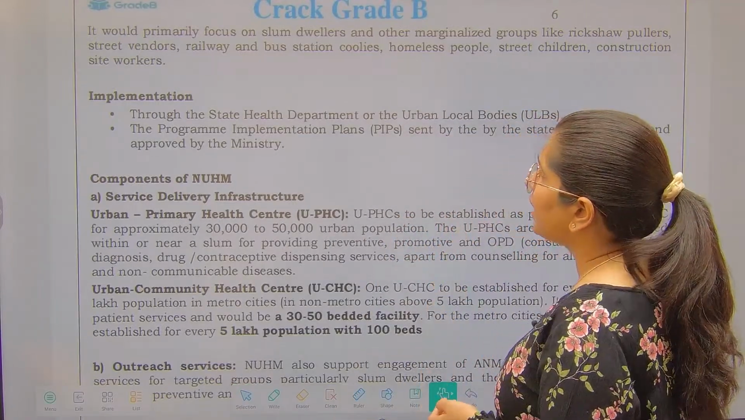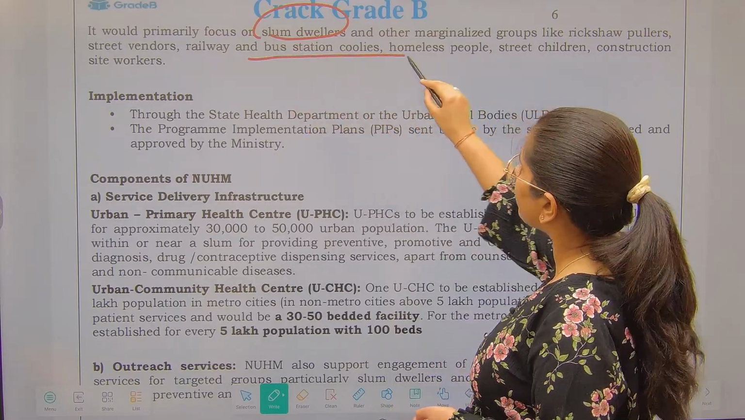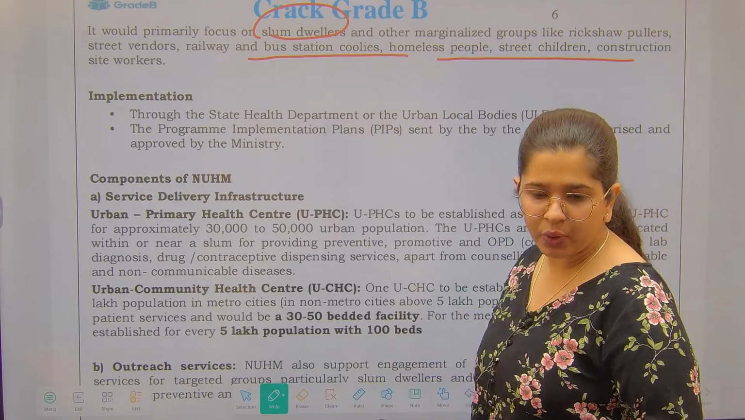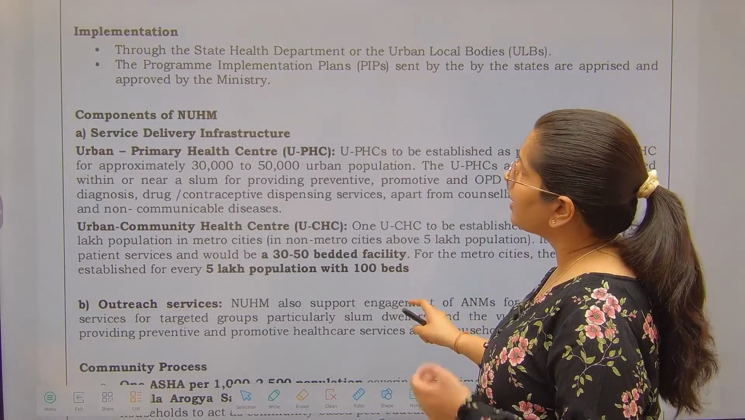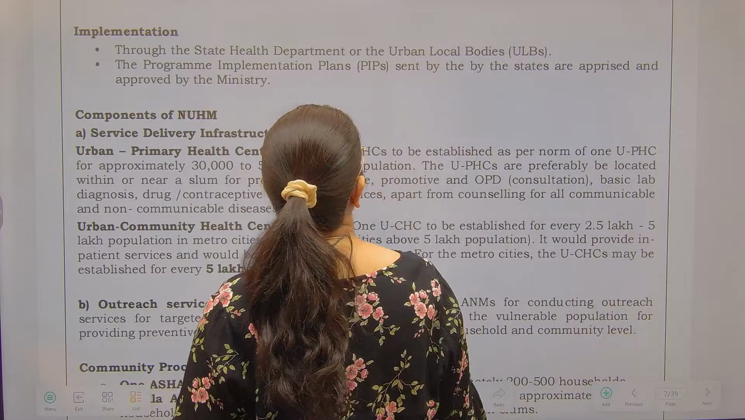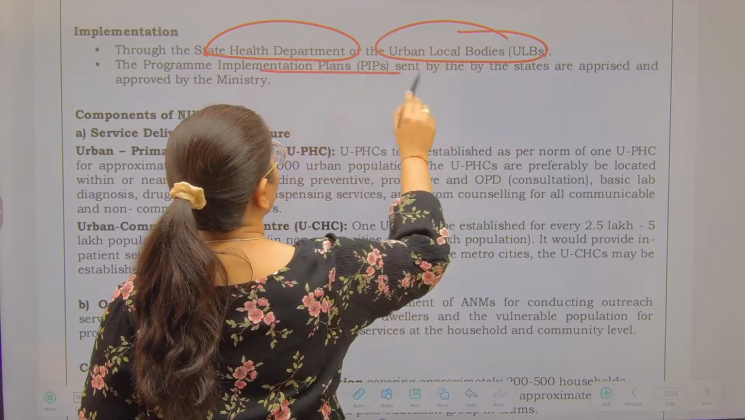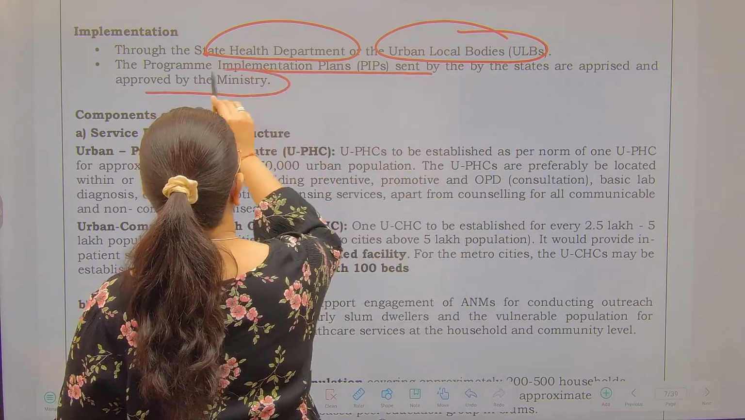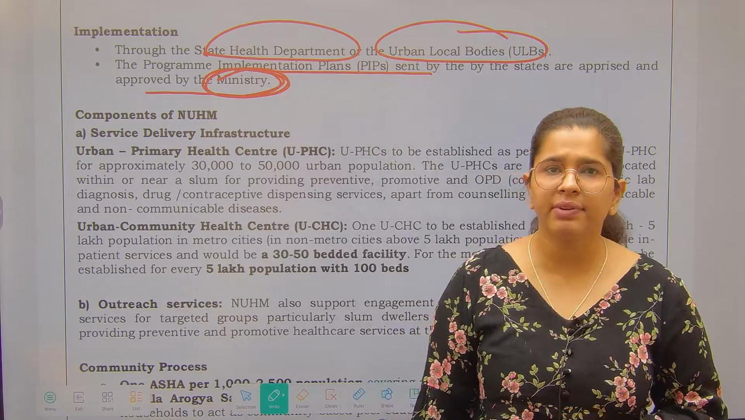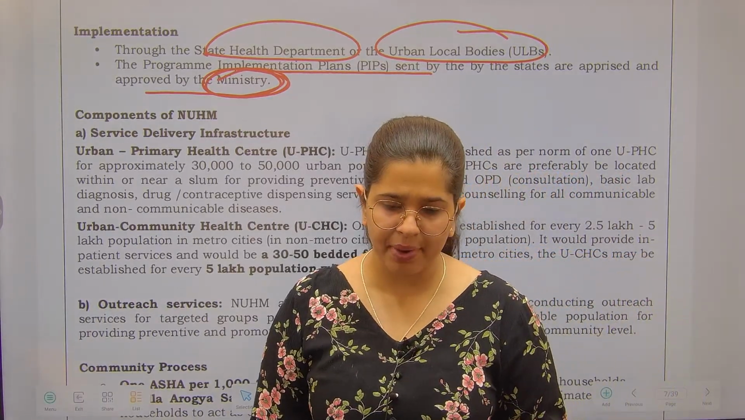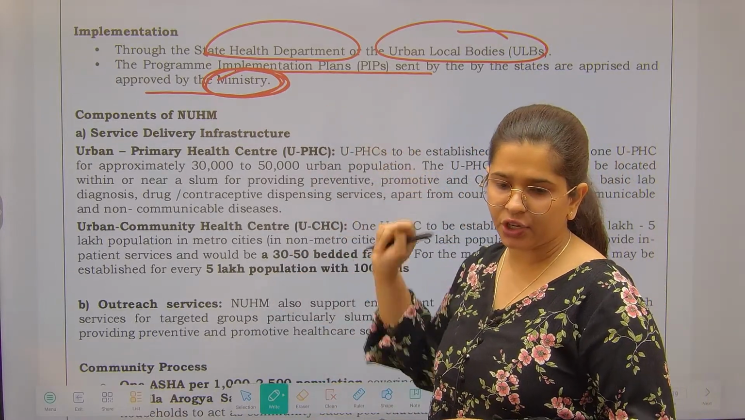Now, the primary focus will be on vulnerable sections. I have already told you: slum dwellers, street vendors, railway and bus station coolies, homeless people, site workers, as well as construction workers, slum workers, etc. The implementation under the Urban Health Mission will be done by the State Health Department as well as the urban local bodies. It is implemented and sent by the states and appraised by the ministry. So you see over here, regulation is done by the Ministry. At the national level, you have a steering committee as well as an empowered group. They are going to see the implementation. At the state level, you have the different implementation bodies, right?